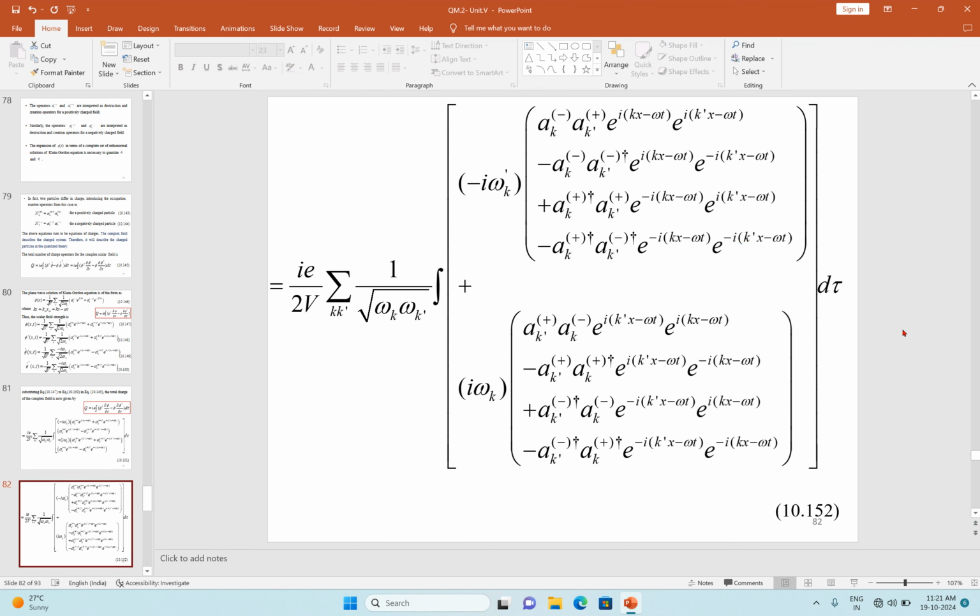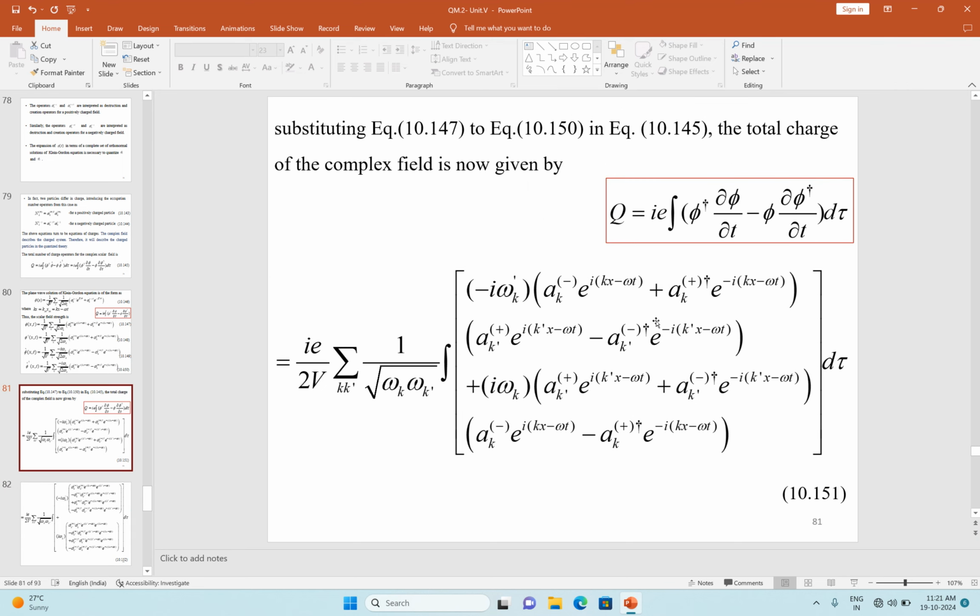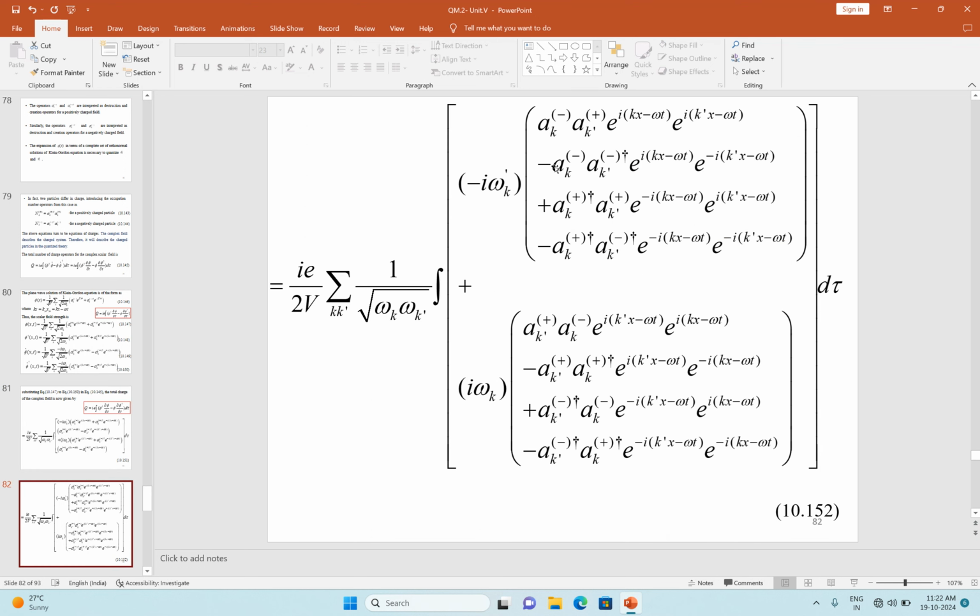Look at the equation now. See here, as I said, a minus a k plus, e power i(kx minus omega t) multiplied by e power i(k prime x minus omega t). See, now it's very clear. Now we'll go for the second term, that is, the first term with the second term. So this will become a minus sign: a minus multiplied by a minus dagger, multiplied by e power i(kx minus omega t) multiplied by e power minus i(k prime x minus omega t). See here, the second term with a minus sign.